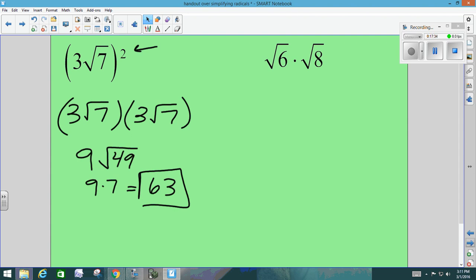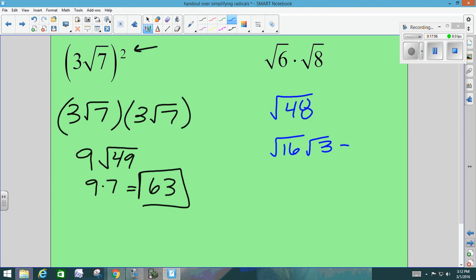Okay, I'm going to do 14. Square root 6 times square root 8. What should we do with that? Multiply them together. What's 6 times 8? Okay, so this becomes the square root of 48. Then what do you want to do? Simplify it. Find one of those numbers listed at the top that can evenly go into 48. 16 and 3, which would become 4 square root 3.